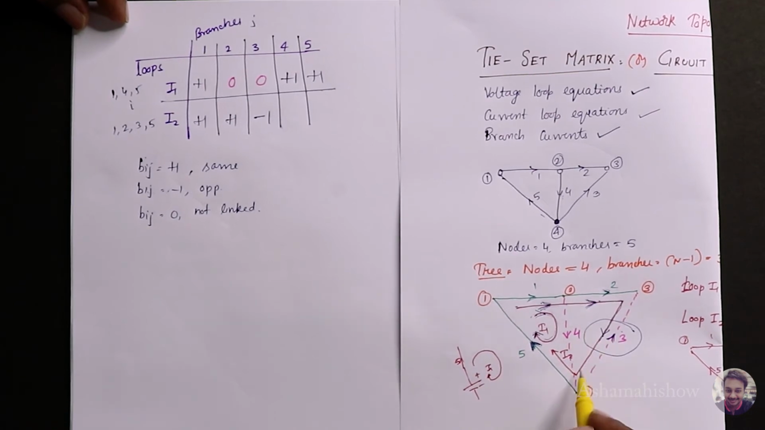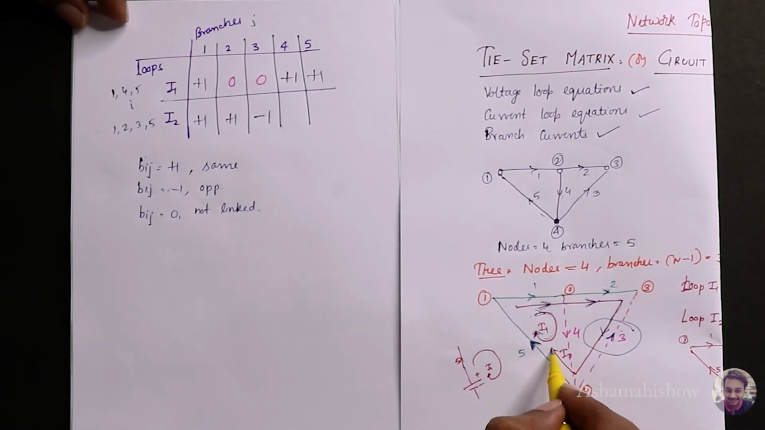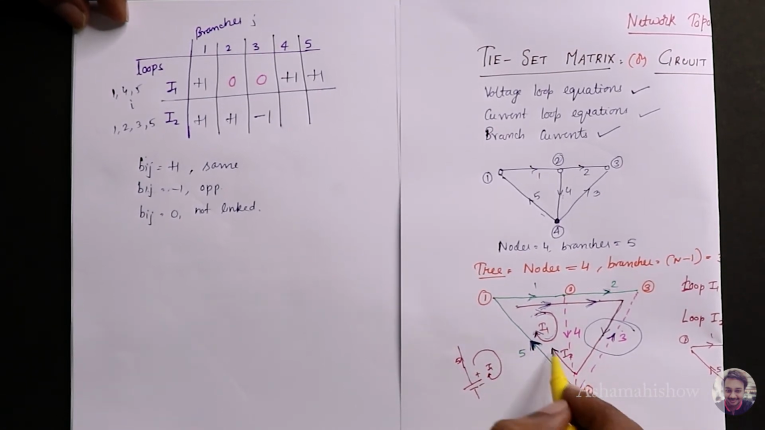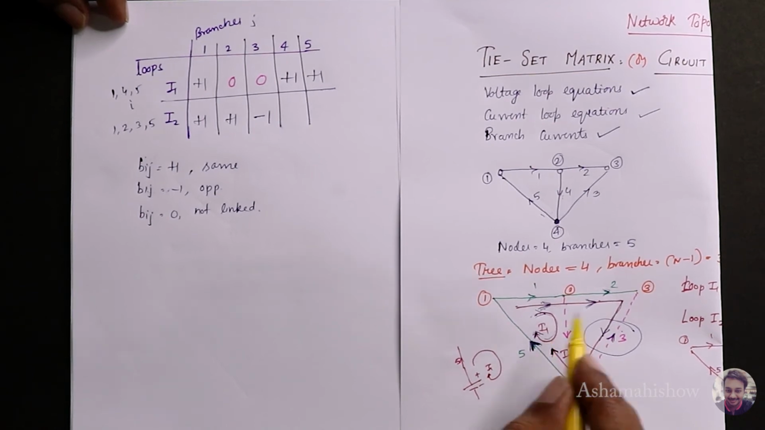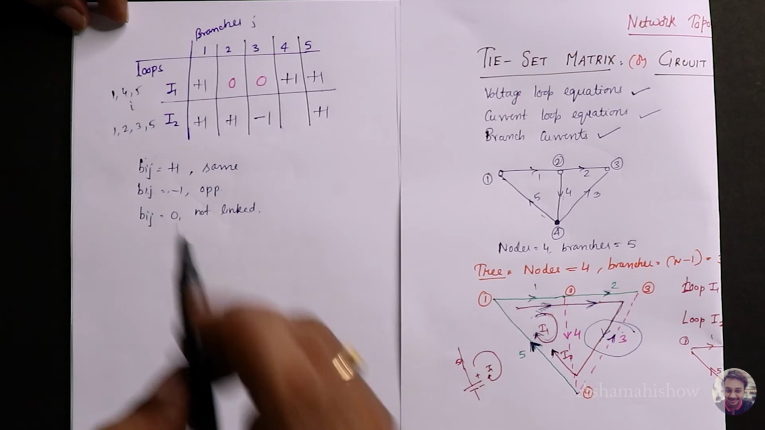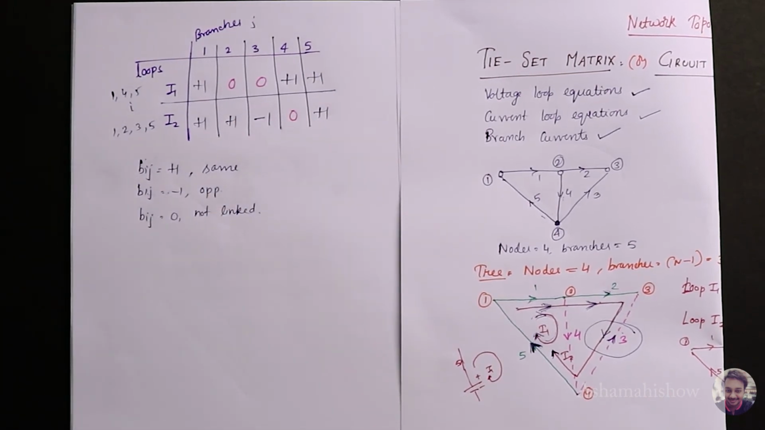Now your loop is going in this direction. See, in the direction of the 5 also. Your 5 is going in the upward direction and your branch is also going in the upward direction. Okay, it's in the clockwise direction, so it is again plus 1. Now the one which is not linked is 4. Keep it as 0. So this is how you got this one.